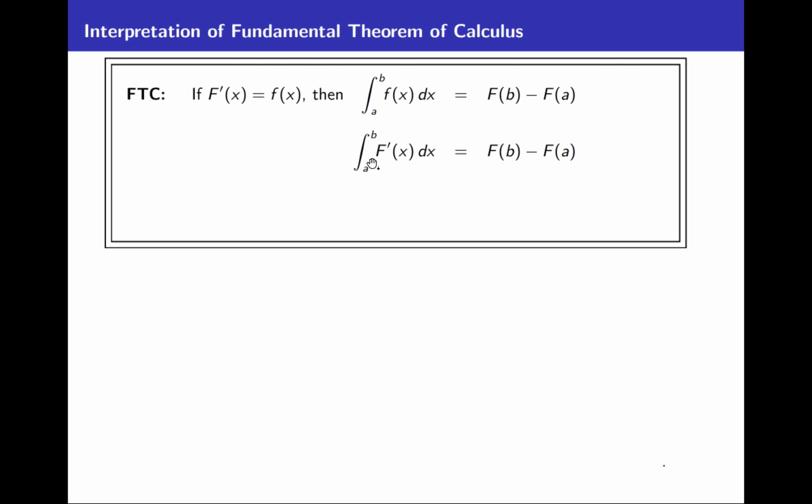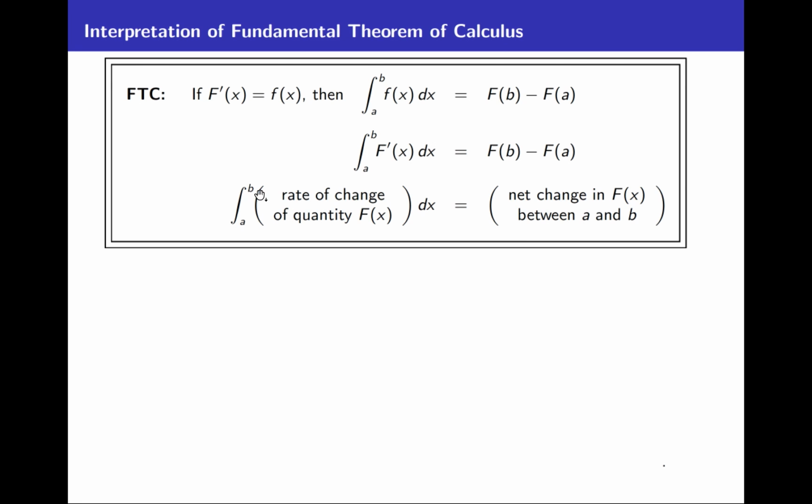Remember that the derivative F prime of x has an interpretation as the instantaneous rate of change of the quantity F of x at x. And in that context, this integral on the left becomes the integral from a to b of the rate of change of the quantity F of x dx. And it equals F of b minus F of a, the quantity at b minus the quantity at a, which you can regard as the net change in the quantity between x equals a and b.